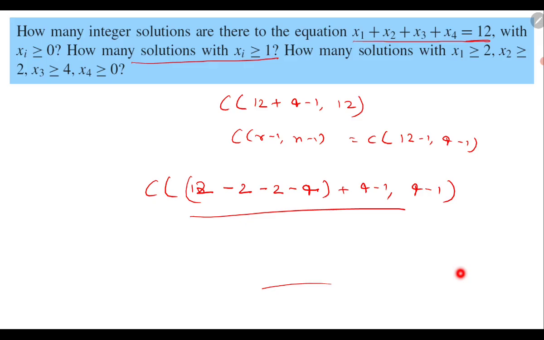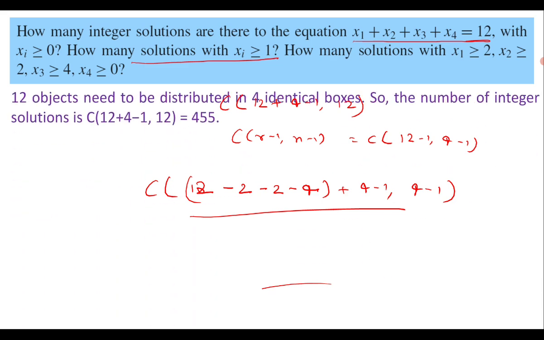So in all three we have just directly used the formula, but the important observation is that finding the number of integer solutions is the same as distributing identical objects into different boxes.